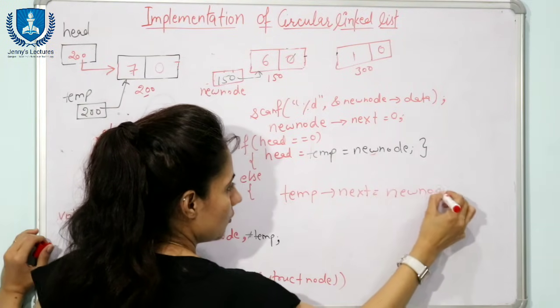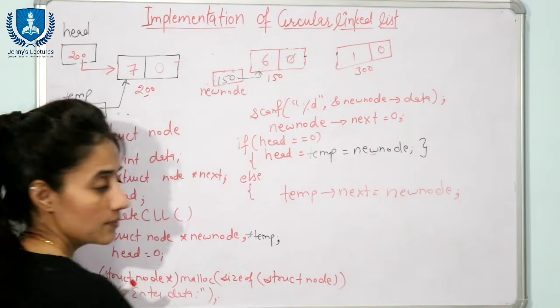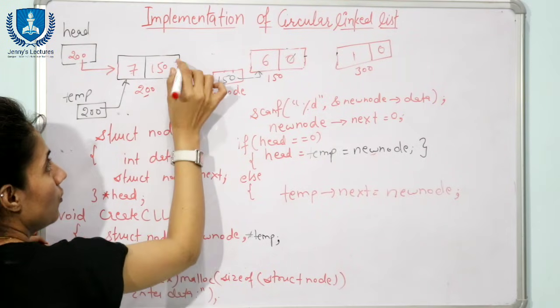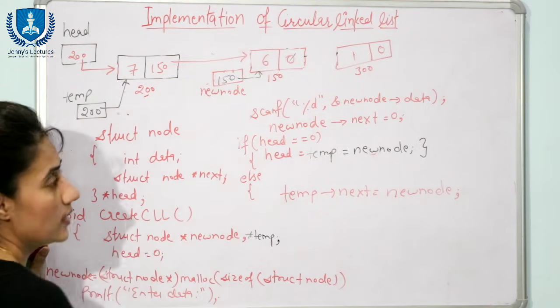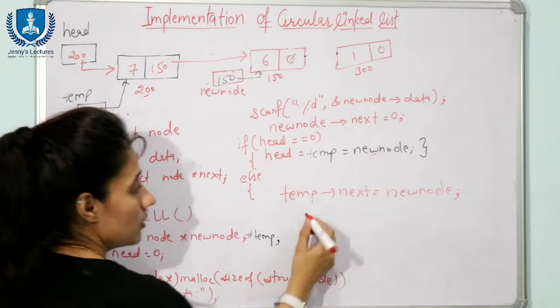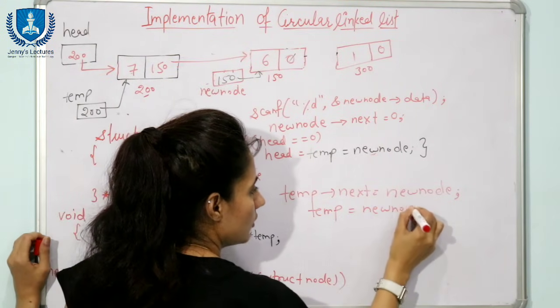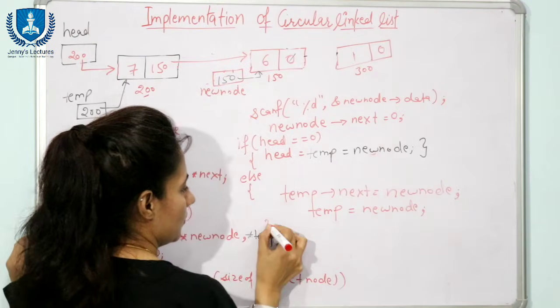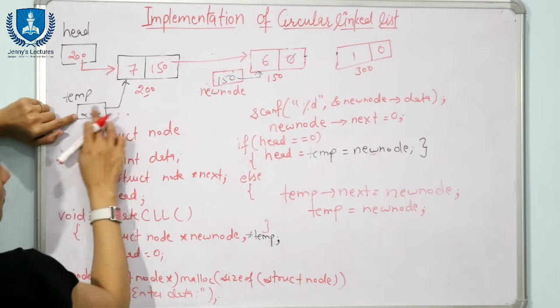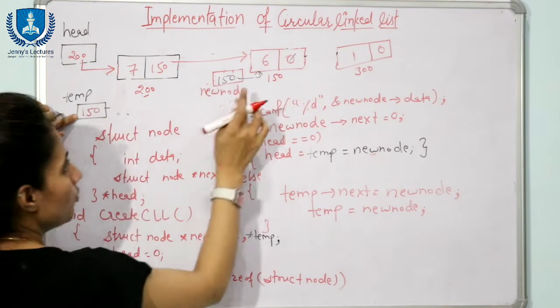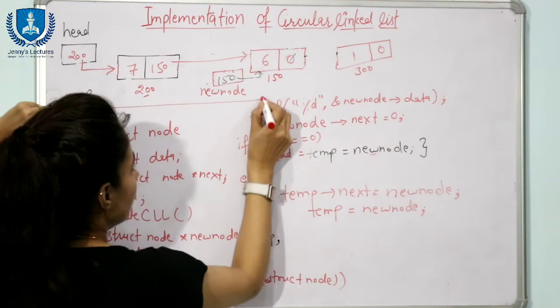In new node pointer we have 150, right? And now here I have 150. So now there is a link between this and this, as well as we will do what? In temp now we are going to store whatever the value in new node, fine. So now in temp also we are having 150. So now temp is pointing to this node.